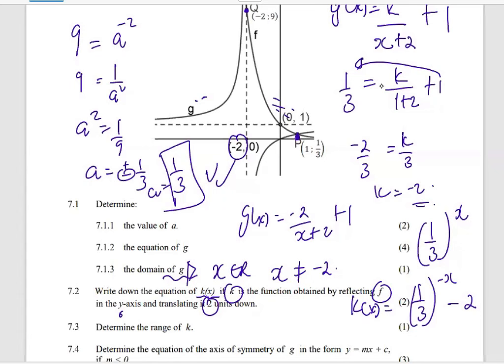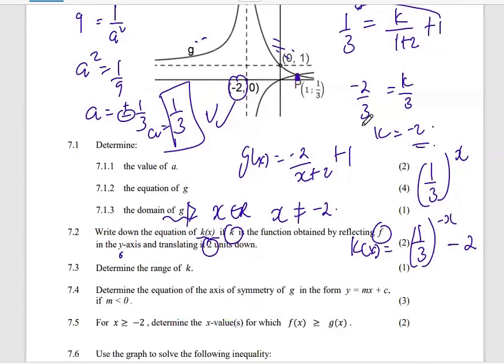Okay, so that is that. And they want us to give the range. So range, those are basically y values. And since we know that -2 is an asymptote, we're going to say that y must be greater than -2.